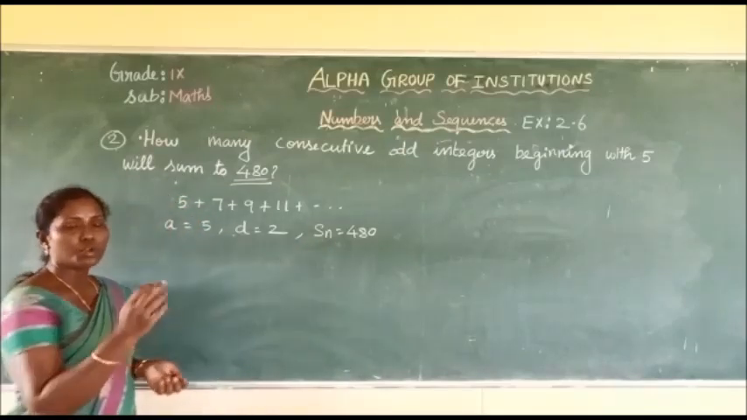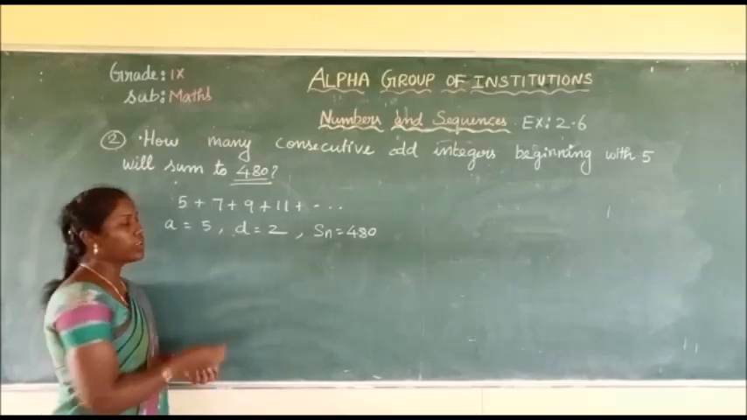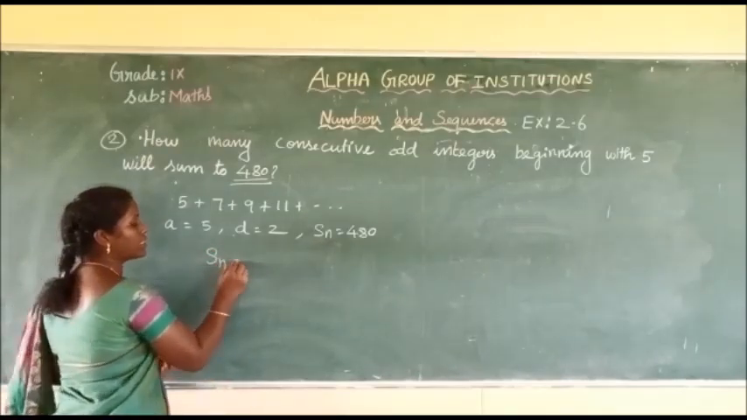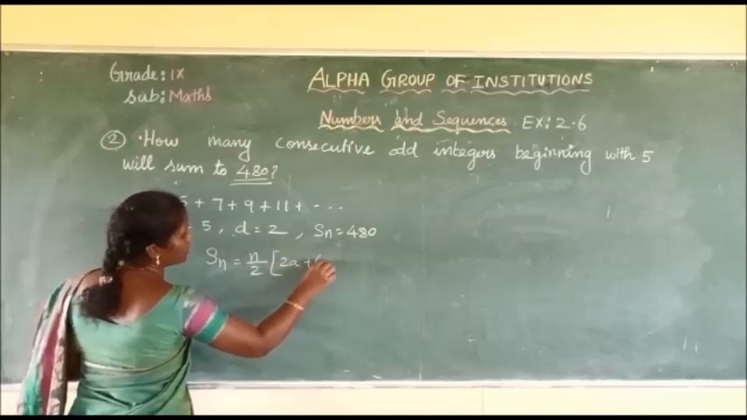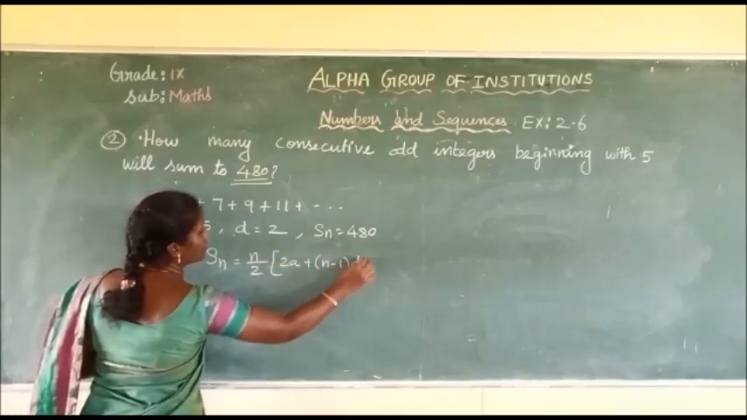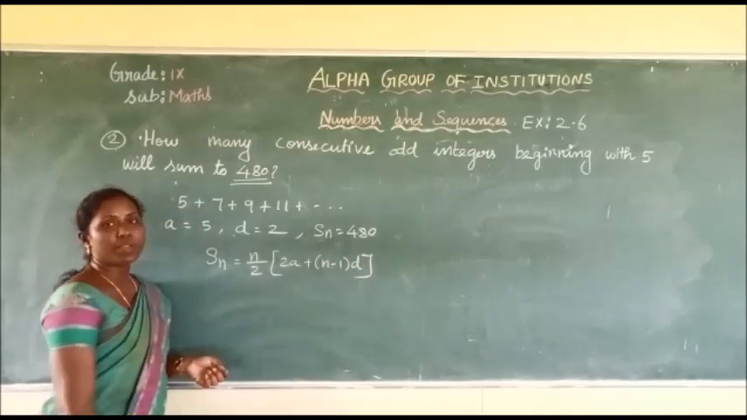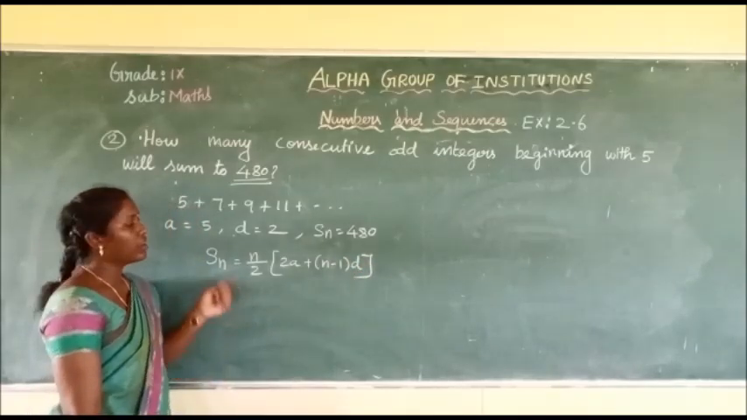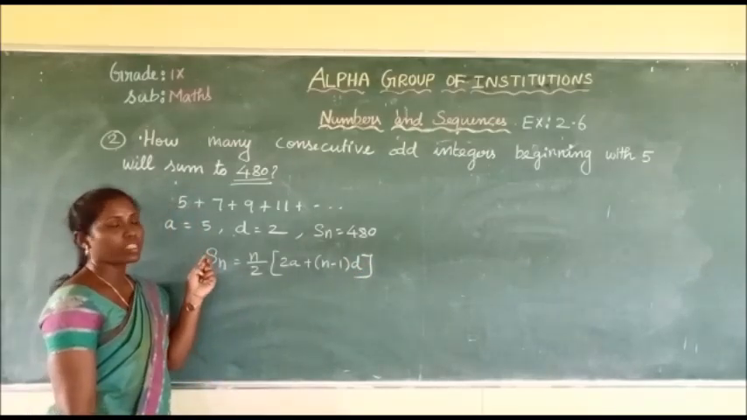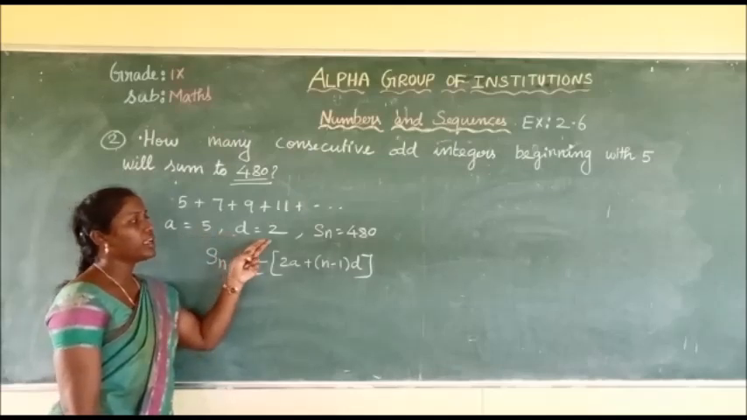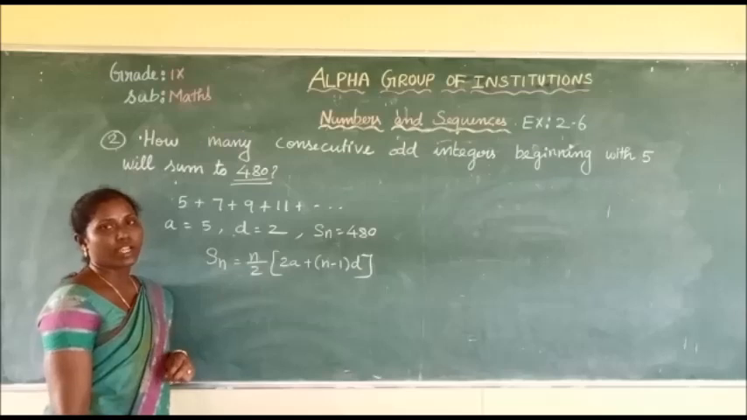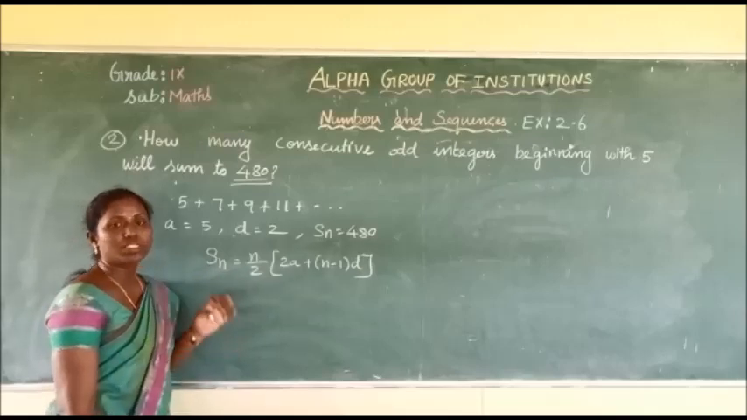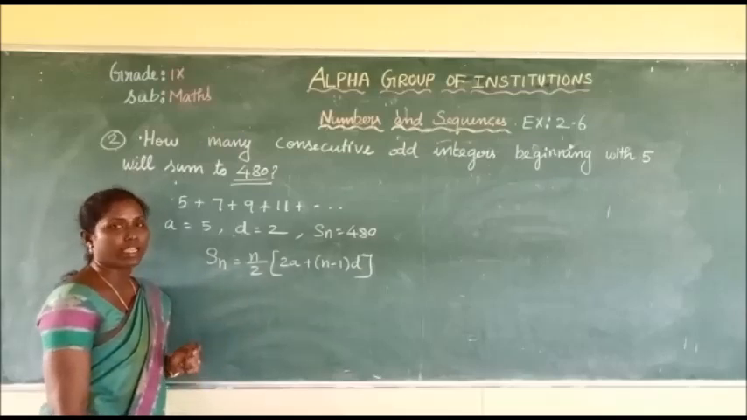We have done two formulas now. Here we are going to use the Sn formula: Sn is equal to n by 2 times (2a plus (n minus 1) into d). Now, in our hand, we have the values a, d and Sn. Substitute all the values and find the n value. The n value we don't know, so just substitute the other values and find n.